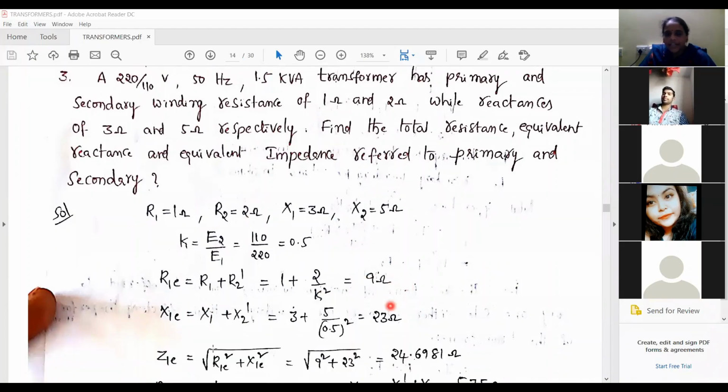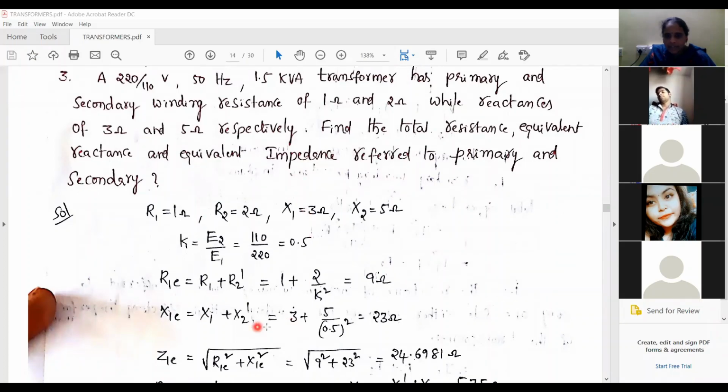Okay, now X1E. The X1 parameter is already present in the primary side, and I am transferring the secondary parameter X2 to the primary. It becomes X2 dash. Is it clear? When the secondary parameter is transferred to the primary, it becomes divided by K square. So the X1 value is 3, given.